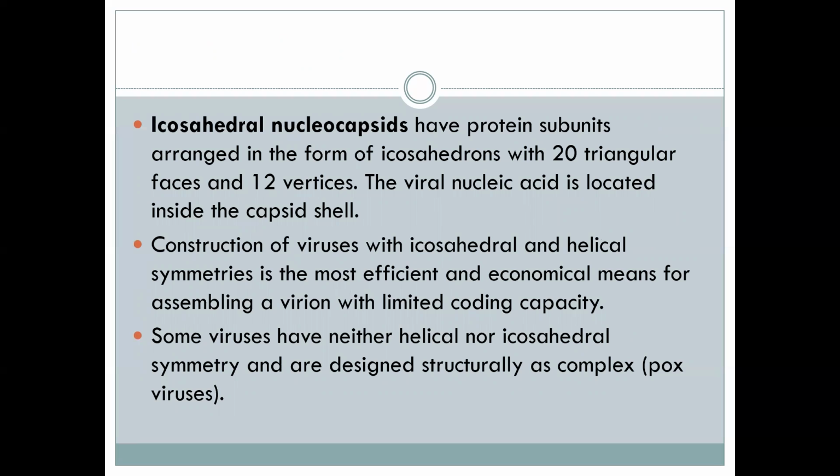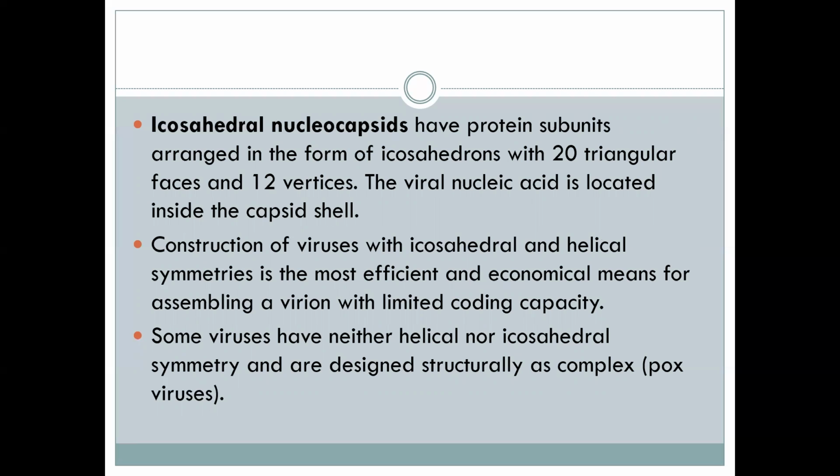Your icosahedral nucleocapsids have protein subunits arranged in the form of icosahedrons with 20 triangular faces and 12 vertices. The viral nucleic acid is located inside the capsid shell. So construction of viruses with icosahedral and helical symmetries is the most efficient and economical means for assembling a virion with limited coding capacity. Some viruses, however, have neither helical nor icosahedral symmetry and are designed structurally as complex viruses.